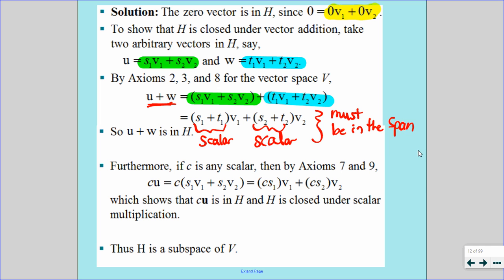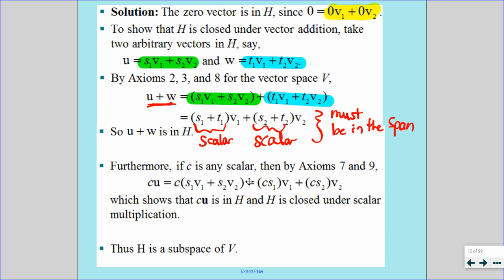And if it is in the span, it has to be in H because that is how H is defined. So what this particular proof does is it shows that H is closed under addition, which is one of the requirements. It's actually the second requirement of proving that you have a subspace. Lastly, you have to prove that it is closed under scalar multiplication.